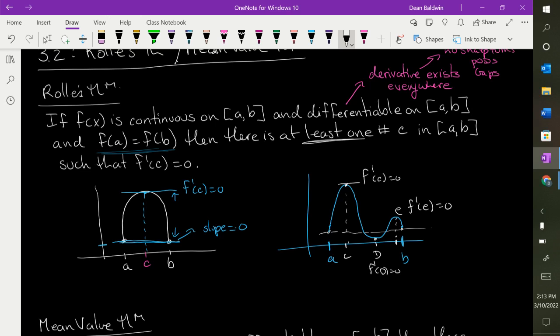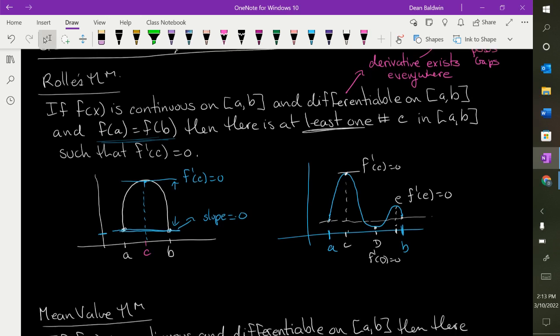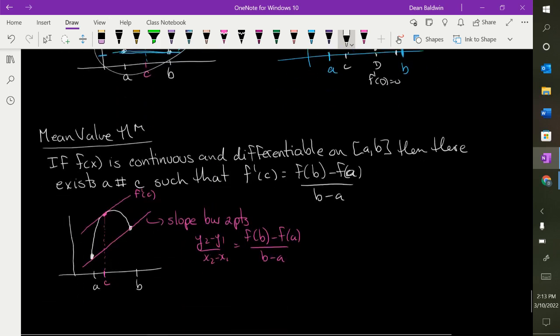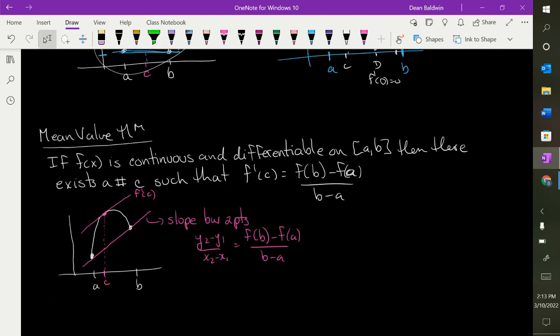Now, if you take that theorem, this graph right here, and you tilt it, you get basically the mean value theorem, which says if f of x is continuous and differentiable, all right, again, no sharp turns, no holes, nothing like that, then there exists a number c such that f prime of c is equal to f of b minus f of a over b minus a. It's the exact same thing. All it's saying is that a and b, the heights of them, don't have to be the same like it was in Rolle's theorem up here.